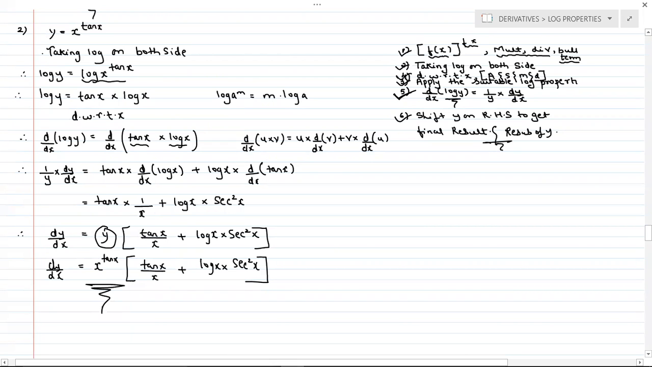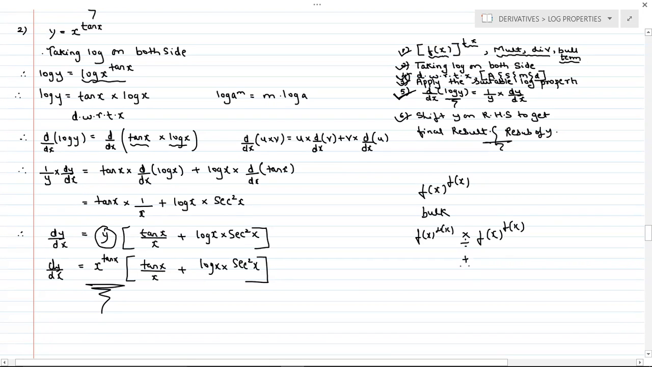So in this way, you have to present your sum in the board exam for exercise number 1.3. So what is exercise 1.3? Taking log on both the sides. And when is it applicable? Whenever you see function raised to function, or a bulk term, or whenever you see a function raised to function and the connection between them is multiplication and division.